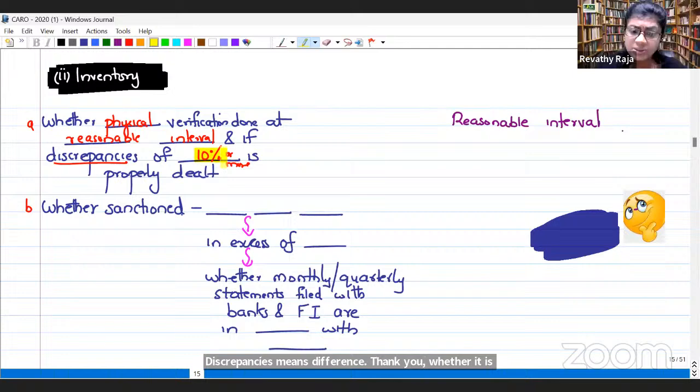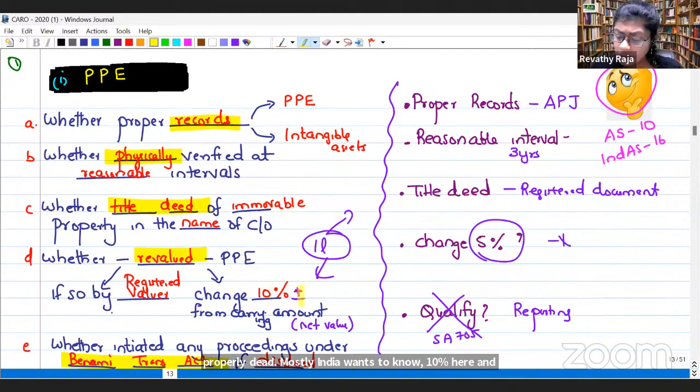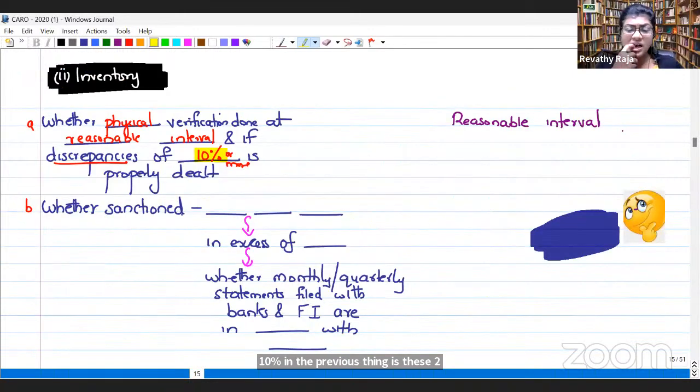Someone wants to know whether the 10% here and the 10% in the previous clause are the same. The 10% in clause 1 is about revaluation, a change from the book value. Here it is physical inventory compared with book inventory, where there was a difference or discrepancy. There can always be a small change in inventory, so up to 10% is okay. But if it is 10% or more, it should be reported because it is significant. Materiality.